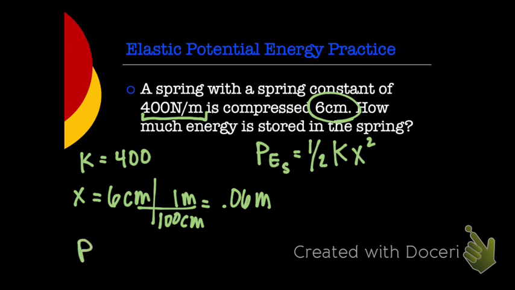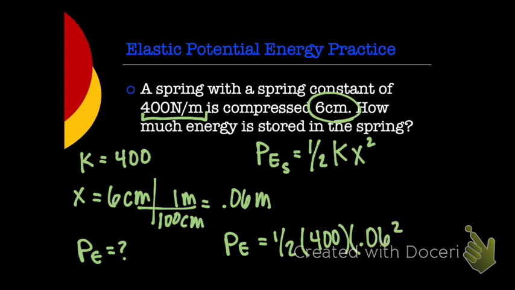Okay, and it's asking us for potential energy. Let's take a look. We're going to plug it in here. Potential energy is equal to 1/2 times k times 0.06 squared. Okay. What's 1/2 in your calculator? What are we going to put that in as? 0.5. Good. Times 400 times 0.06 squared.